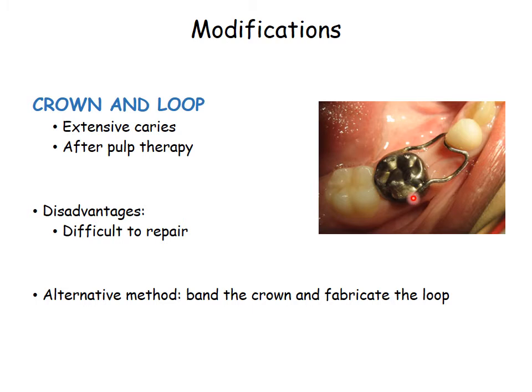But the disadvantage of the crown and loop is that it's difficult to repair. If there is a break of the loop, then the whole space maintainer has to be removed along with the crown. The alternative method is to band the crown and fabricate the loop. So if there is a break or distortion in the space maintainer, then you can just remove the space maintainer without removing the crown.